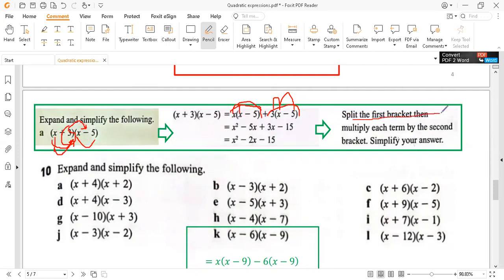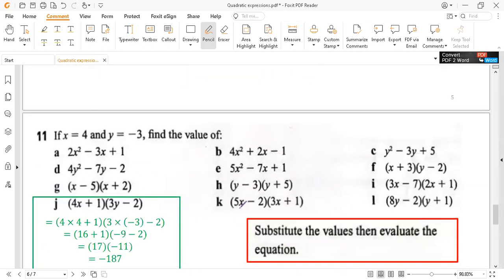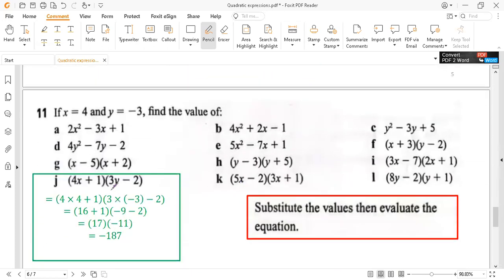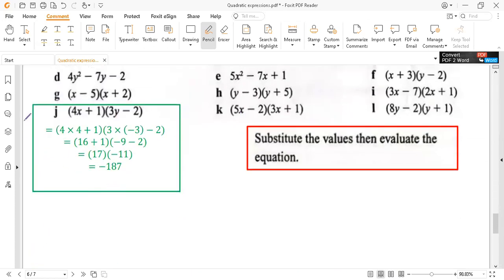So it is easy to split the first bracket, then multiply each term by the second bracket and simplify your work. So it is very easy to find your way in solving these or obtaining these quadratic expressions. And same for this one.